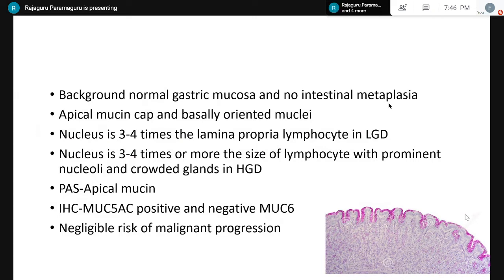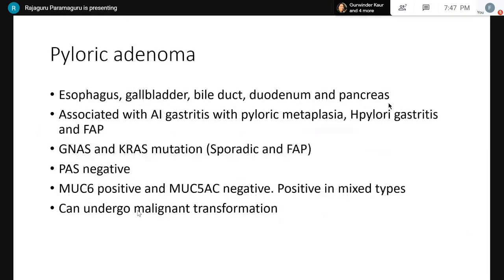So it is better to report the type of dysplasia or adenoma which you are seeing, whether it is a foveolar type of adenoma or an intestinal type of adenoma. High grade definitely has significance, but low grade doesn't have much significance. The nucleus will be, as I said, 3 to 4 times the size of the lamina propria lymphocyte. In high grade, they will show prominence of nucleoli and the glands will be more crowded. MUC5AC will be positive in these adenomas. MUC6 will be negative. So MUC6 will be useful in the other type of adenoma, which we'll see now.